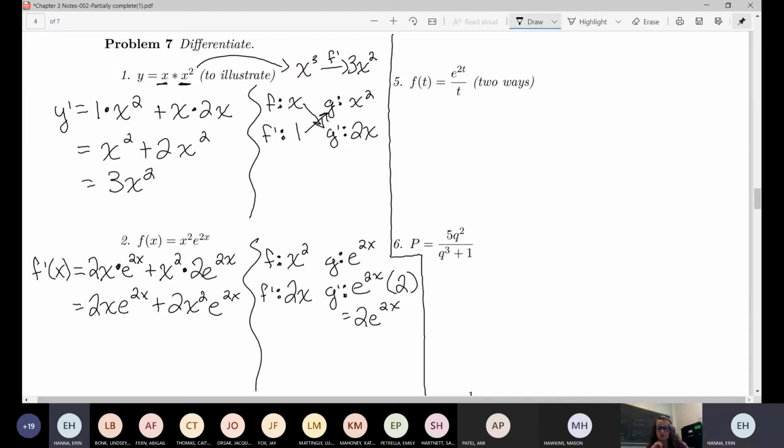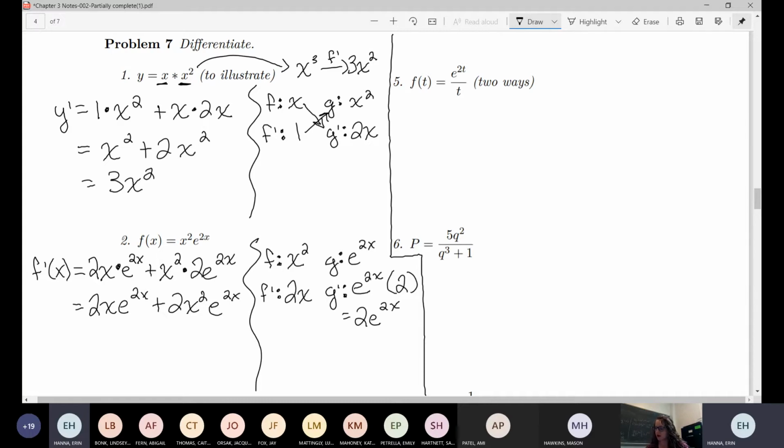So that's that one. So now let's jump over, if there are no questions on those, to these quotient rules on the side.